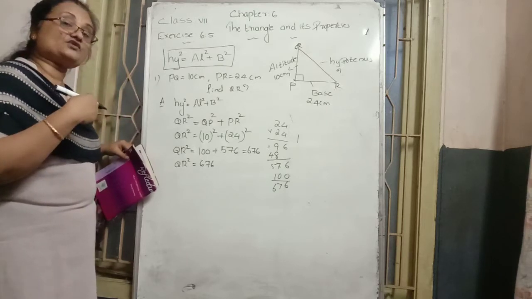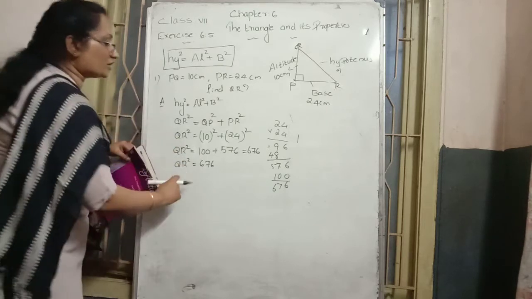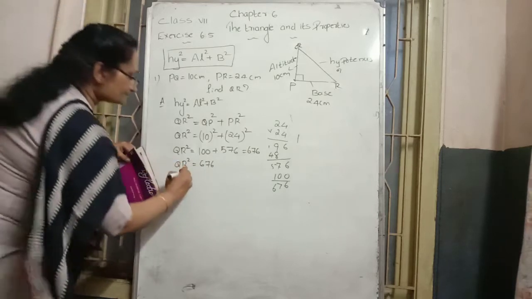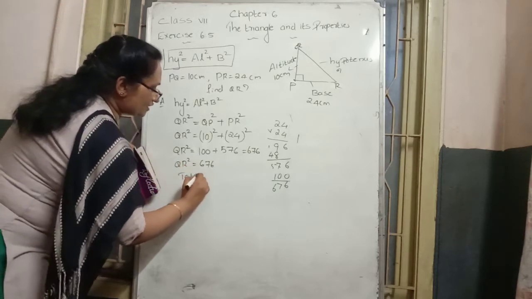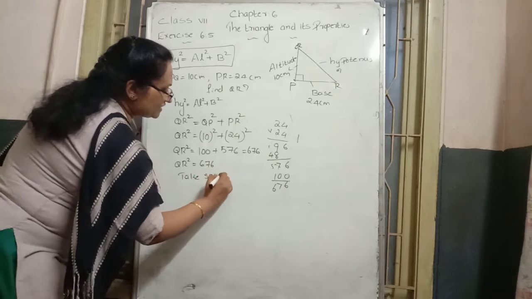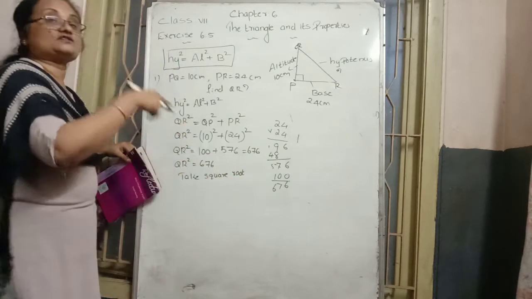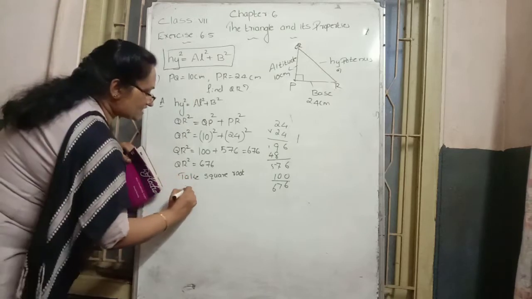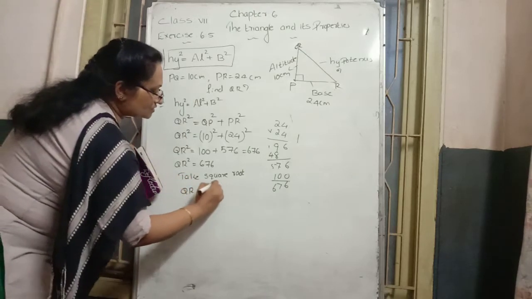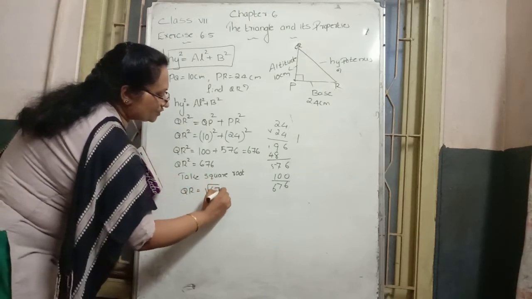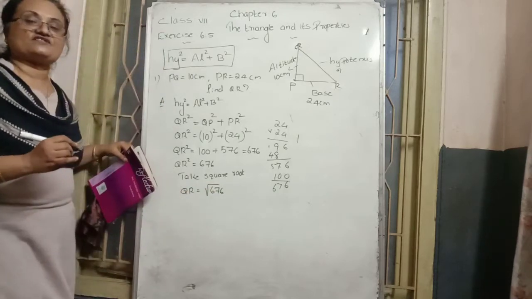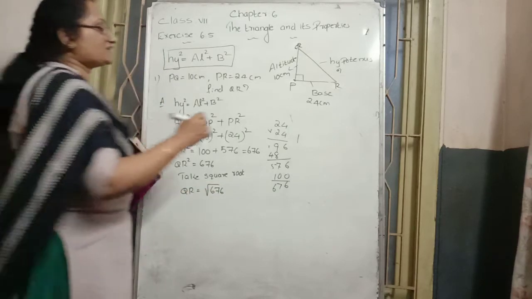So how to find out the QR value? Take square root on both sides. So QR square root becomes how much? QR. Then the right side also, square root to take. Square root of 676. How to find the square root value?